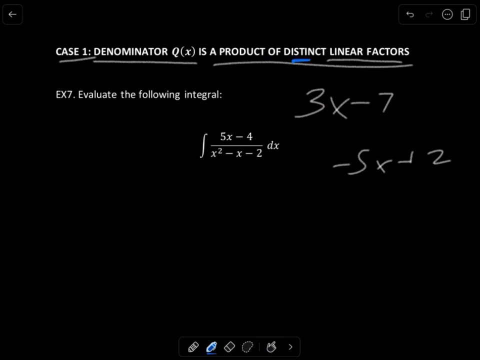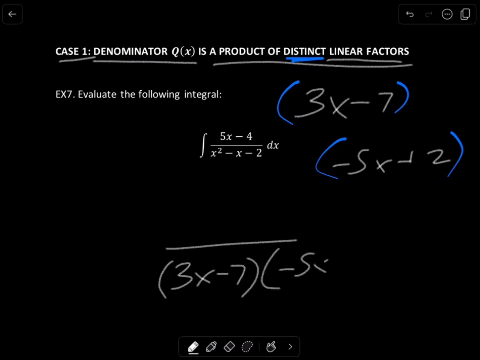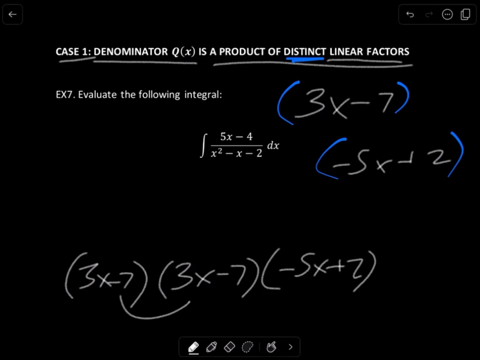And each linear factor, what does distinct mean? Each linear factor is only going to occur once in the denominator. In other words, in the denominator, you're only going to have 3x minus 7, and then you'll have minus 5x plus 2. So you're not going to have a situation, this is what distinct means, where you have 3x minus 7 and then squared. Because when it's squared, in essence it's 3x minus 7 multiplied by another 3x minus 7. Then it's not distinct, it's repeated. When it's distinct, it's only mentioned once. So distinct, you can think of as only occurs once. All right.